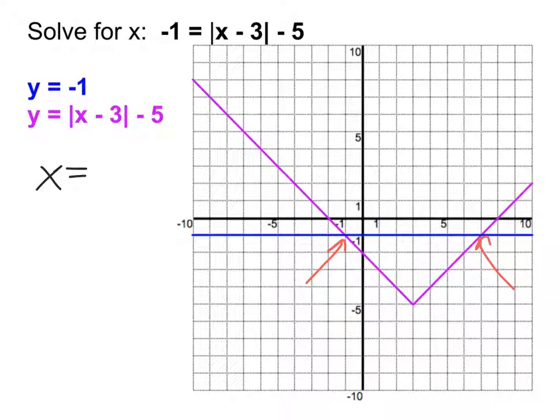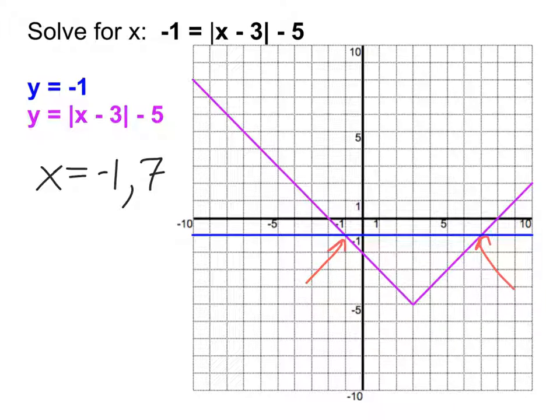So the first one, and I say first, it doesn't actually matter which one you say first, but the leftmost one, how about that? The one on the left is at -1. The one on the right is over at 7. And so those are our solutions. X equals -1 and 7.